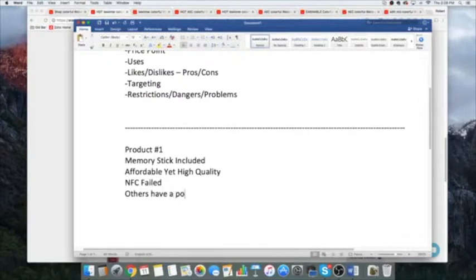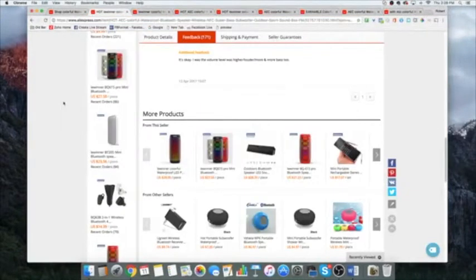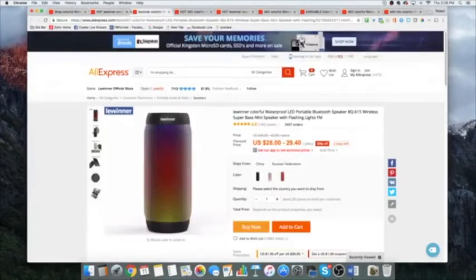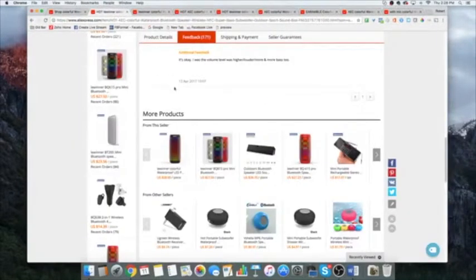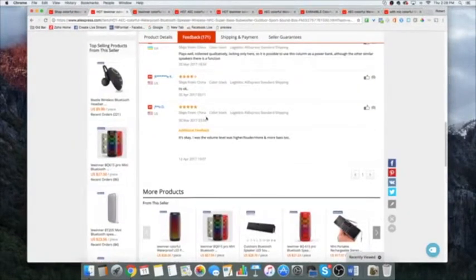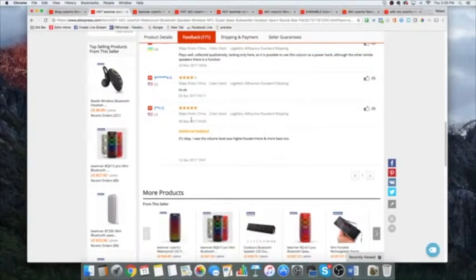Others have a power bank, right? They recharge. You could plug it into your phone and charge your phone off of it, right? Has a battery. So, I wouldn't have known that. Is that the one? Where's the one that we're looking at? This one. Okay. We wouldn't have known that, right? Did you guys see that?